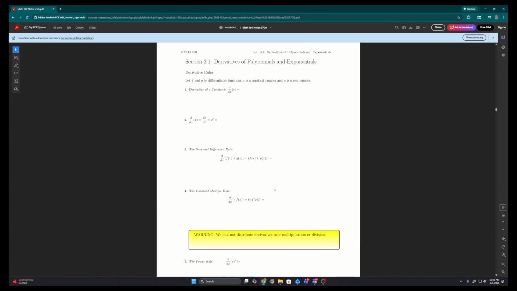Now, if I look at the derivative of a constant, we had limits of a constant, and what happened there for a limit was that it was just equal to the same number. But that's not how it works for a derivative. The best way to do this problem would be to look at a graph, so we're going to do that first.